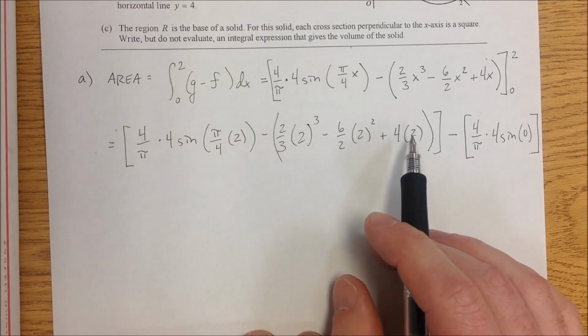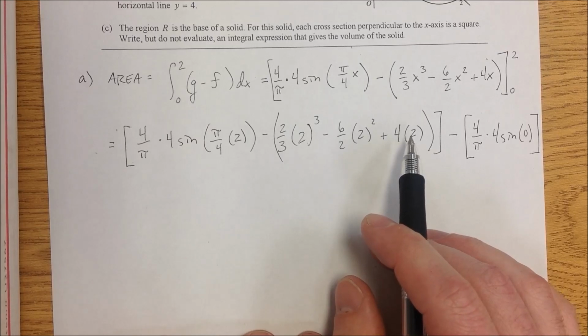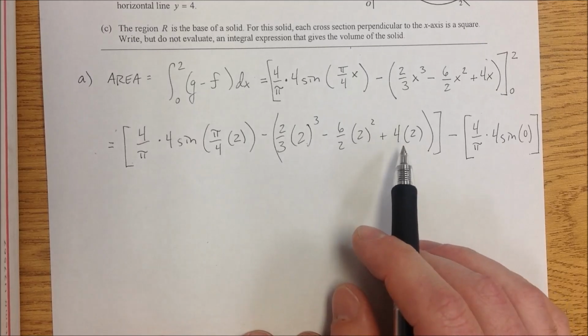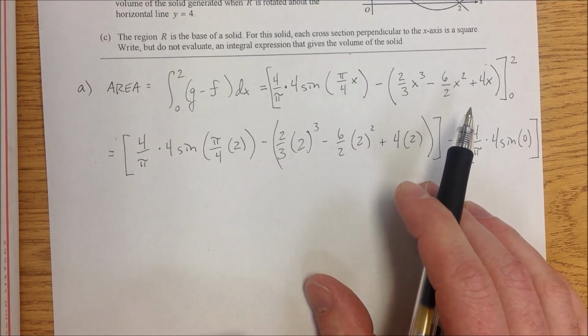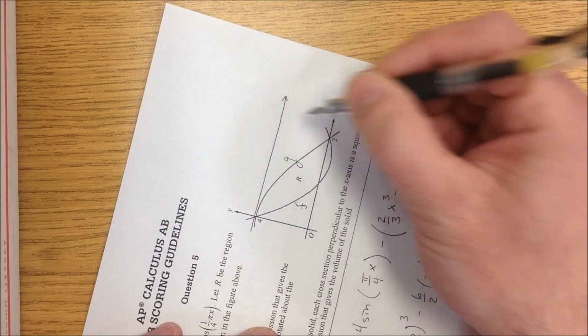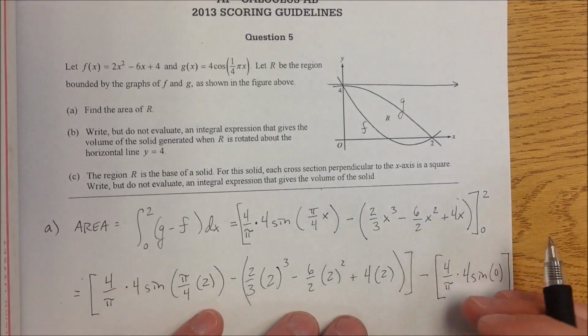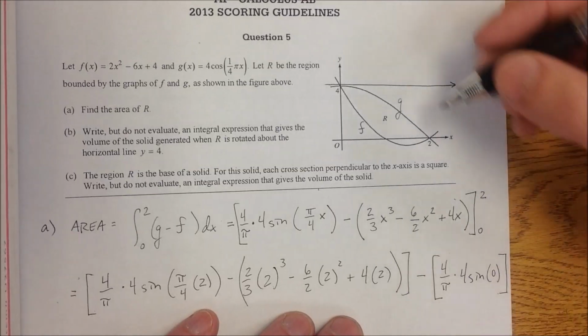Part B, write but do not evaluate an integral expression that gives the volume of the solid generated when R is rotated about the horizontal line y equals 4. Very important to draw a picture. Since this is a solid of revolution, it's important to establish radii. I would suggest drawing them.